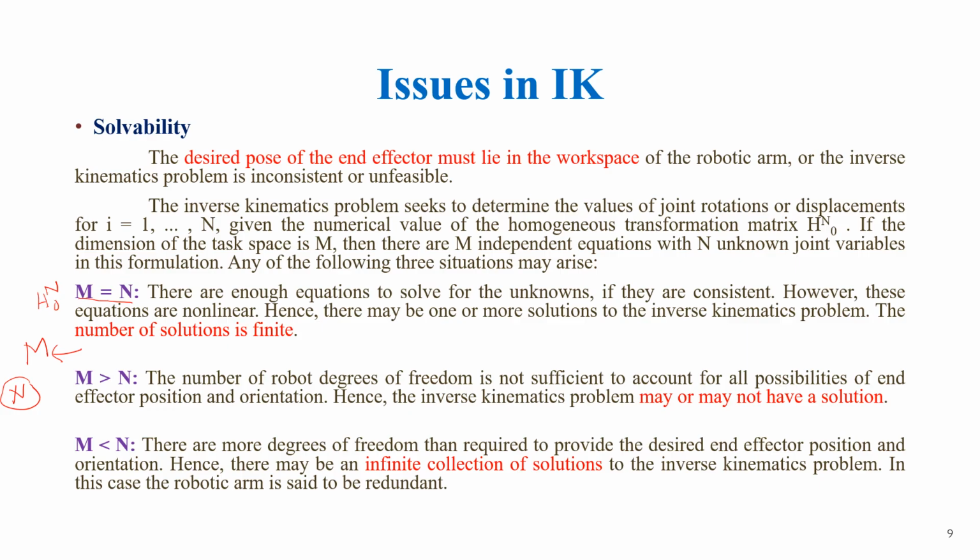Whereas if m is greater than n, as in the second case, the number of degrees of freedom is not sufficient to account for all the possibilities of position and orientation. So you may or may not get a solution. And in the third case, that is m is less than n, you will get infinite solutions. The robot is said to be redundant in this case. That is, the degrees of freedom is more than is required in order to provide the desired end effector force.